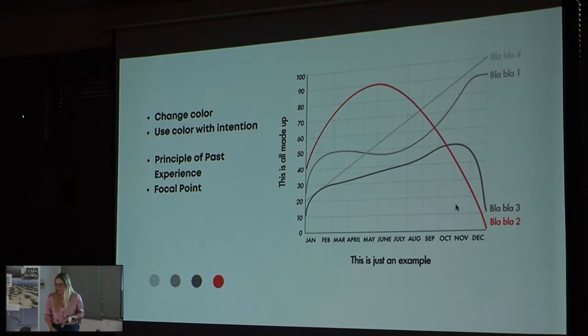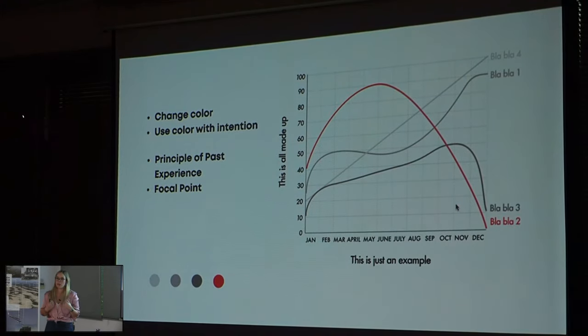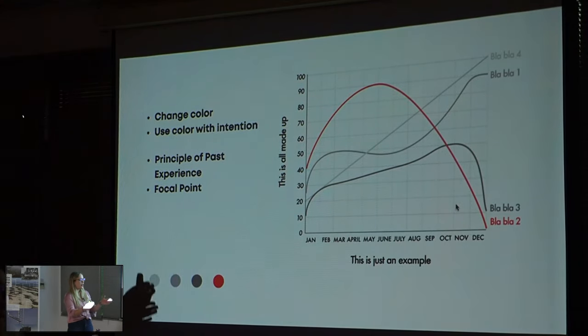So if we change the color to a color that really makes our focus go to that color, and we use a grayscale for the rest of them, it really comes into focus. So we're applying not only all the laws that we've seen until now, we're also applying the principle of past experience, saying, hey, pay attention to me. And we're applying the focal point principle, which is focusing on what's important here, which is our blah, blah, too.